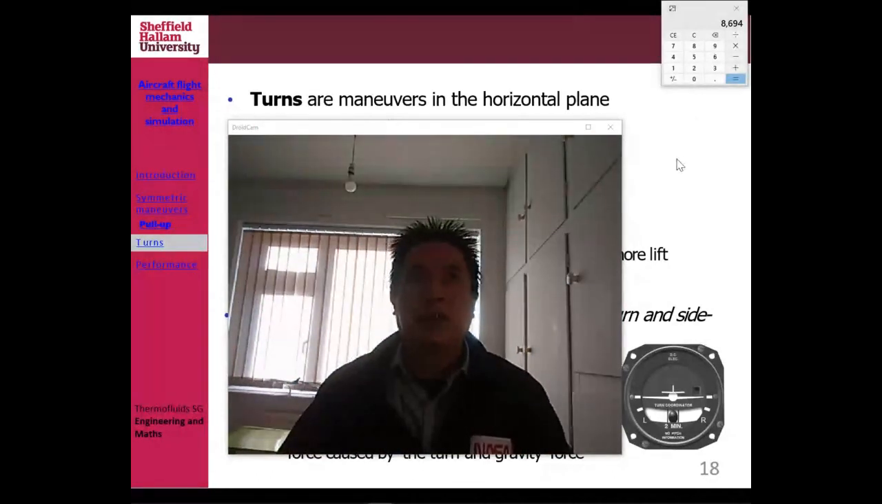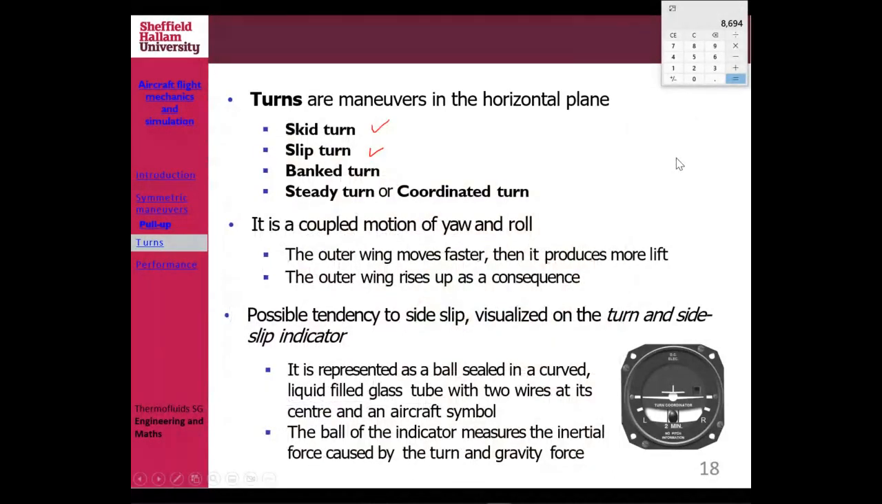Now, fortunately, in the cockpit, usually on your flight deck, there is an indicator called a turn and side slip indicator, which looks like this. This is the old version, the manual one.